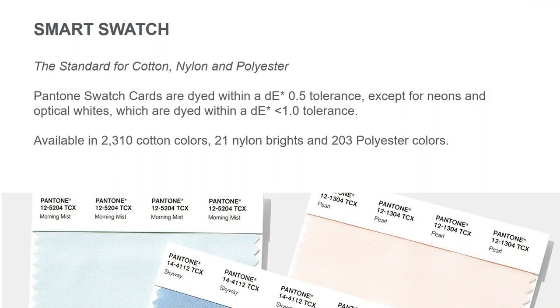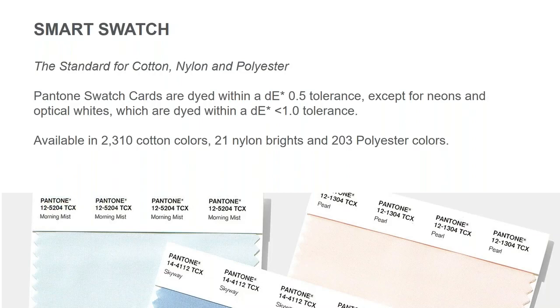Okay, communication. This is where we get from node to node in that whole process. The Smart Swatch is the real link between visual evaluation, visual comparison, and hard digital data, which is going to remain true no matter where you send it. And so we're very careful in how we produce these smart swatches. They're within a delta E star of 0.5 for cotton. The neons and optical whites are at 1.0. This is very tight. This is not a delta E CMC. This is actually a delta E star, which is much tighter. And we have great reproducibility. You're not going to see 0.5 except in very rare cases.